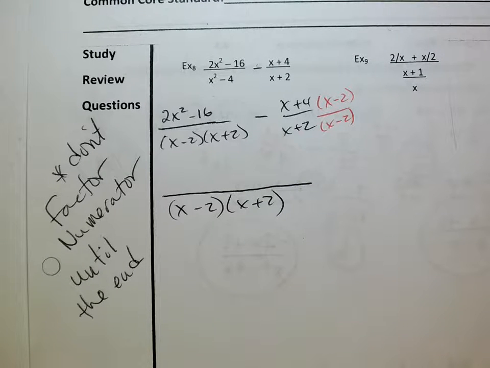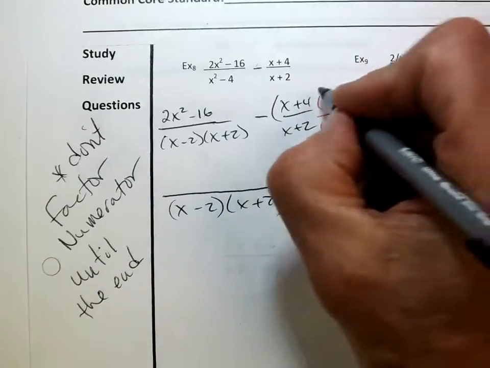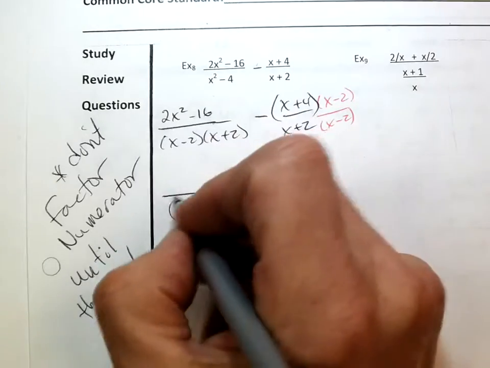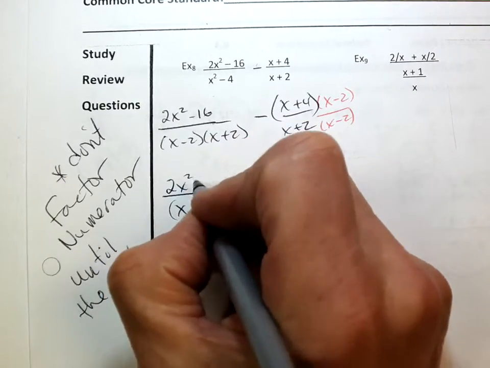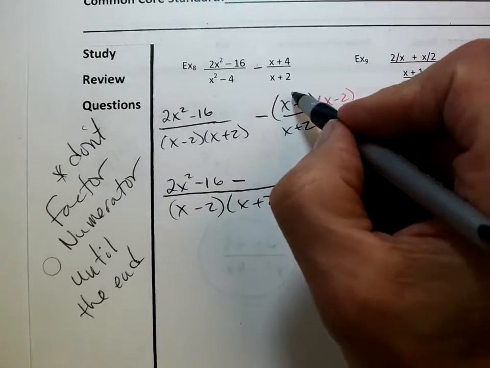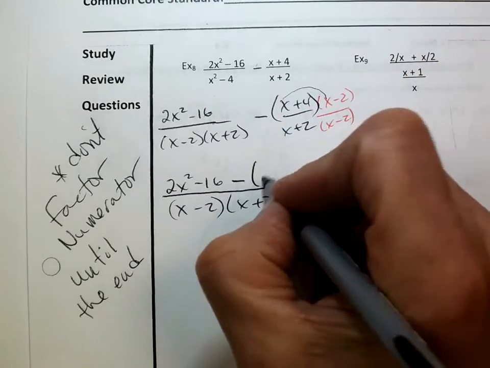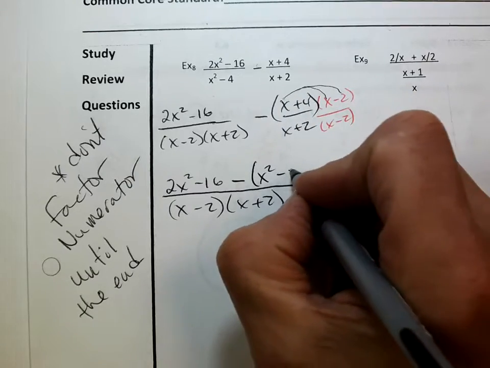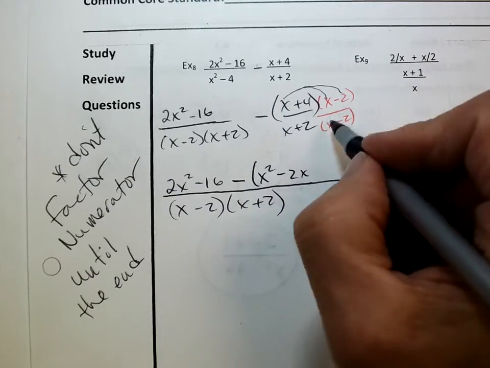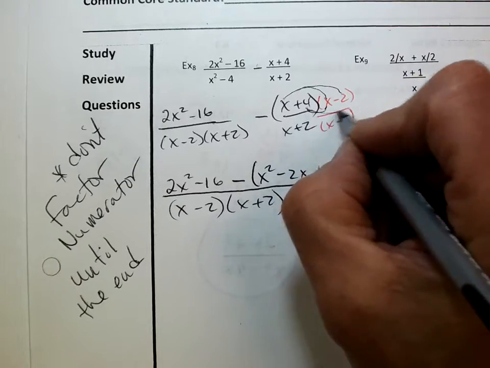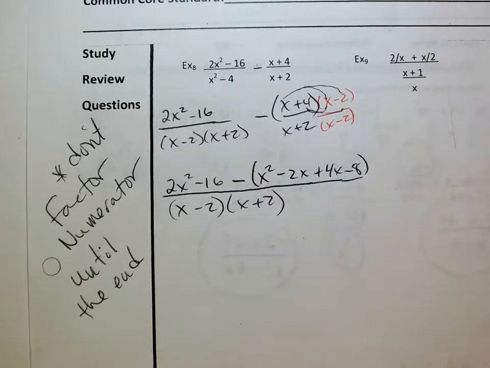All right, on the top or the numerator, we got a mess. We got a little bit of work to do, but I'm not afraid of a little bit of work. All right, 2x squared minus 16, I'm just going to bring it down, okay? Minus, all right, you ready? X times x is x squared. X times 2 is a negative 2x. 4 times x, a positive 4x. 4 times 2 is a negative 8, okay?